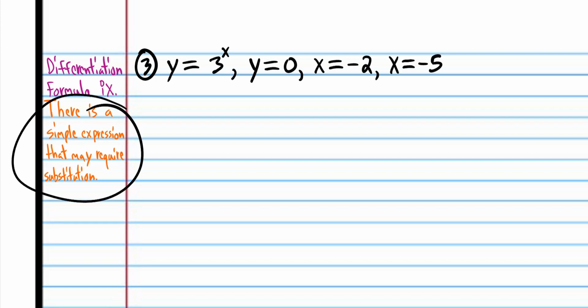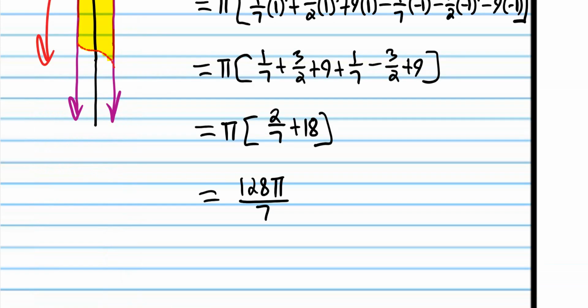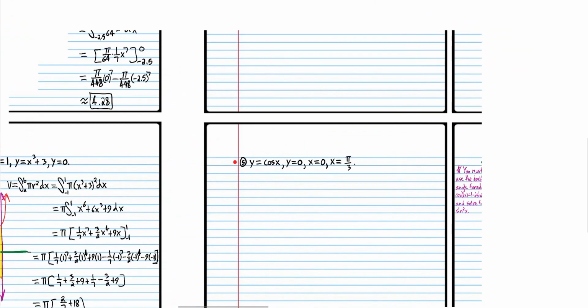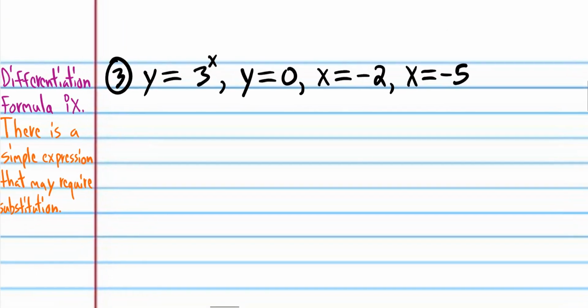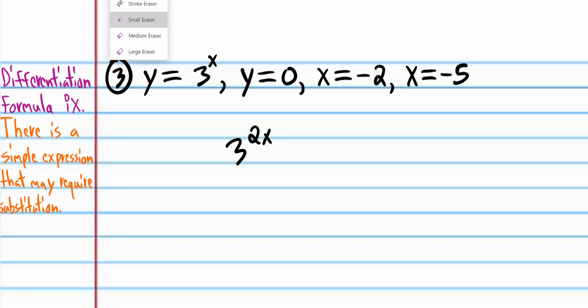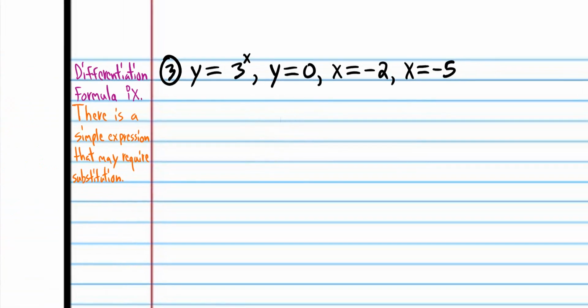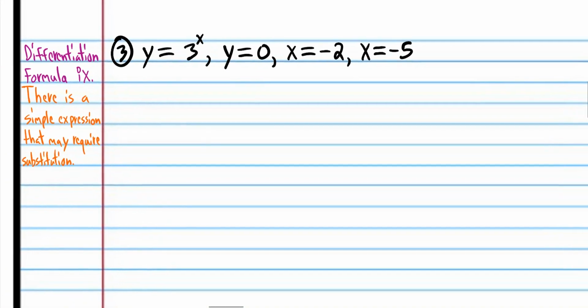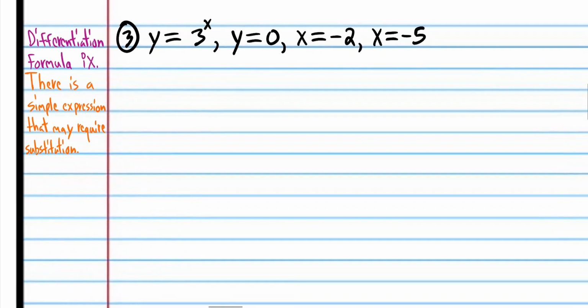Also, there's going to be a simple substitution problem, because you're going to end up with 3 to the 2x. And so technically that's a substitution. Now it's such an easy substitution problem that you don't even really need to define u and go through the whole process, but see what you can do. If you get stuck, that's okay, but try your best.